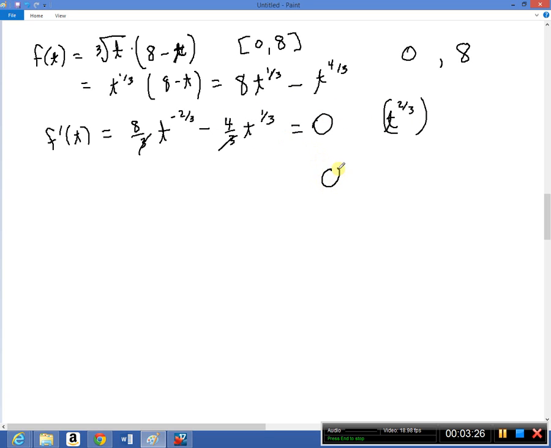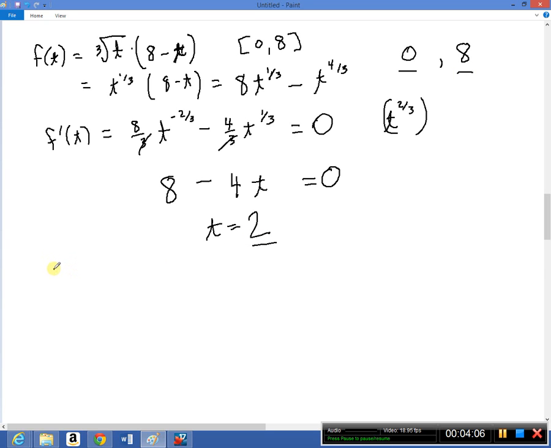Of course, nothing happens on the right. You're getting 0. But on the left, you have to distribute t to the 2/3. T to the 2/3 times t to the minus 2/3 gives you 1. So you're just going to be left with 8. Now, t to the 2/3 distributes here, and we're going to get 4 times, what's t to the 1/3 times t to the 2/3? That's t to the 3/3, or just t. So 8 minus 4t equals 0. Good grief, t equals 2. So now I have 3 suspects, and only 3 suspects, 0, 8, and 2.